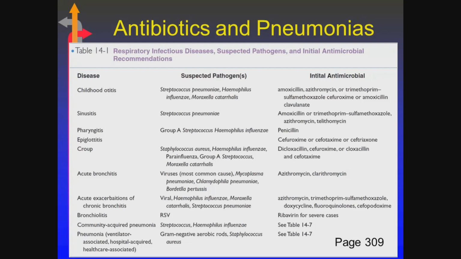Again, I would never expect you to memorize this, but recognize that there are some disease states that have suspected pathogens, and empirically we would start with these antimicrobials. So a community-acquired pneumonia probably is going to be streptococcus, and we would have some specific antibiotics that would go along with that. Again, I don't expect you to memorize this, but recognize that certain ones do have certain uses.